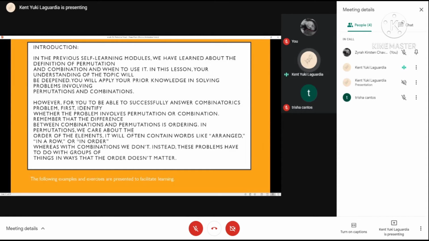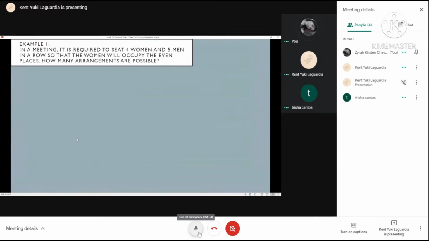The following examples and exercises are presented to facilitate learning. Example 1. In a meeting, it is required to seat 4 women and 5 men in a row so that the women will occupy the even places. How many arrangements are possible?